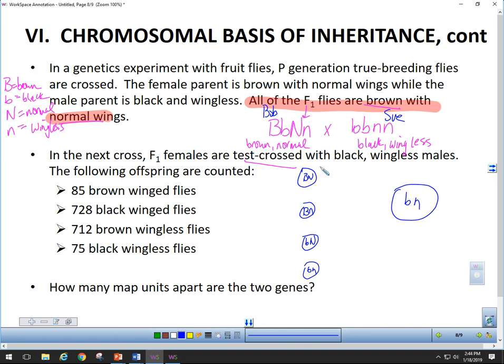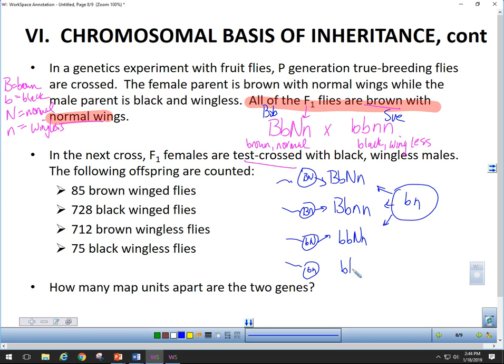This sperm right here goes with this one, so we're going to have big B, big N, little n. This one, big B, little N, little n. All I'm doing is adding this with that. This sperm with that egg up there. Now we're going to go here. This sperm with that egg. We're going to go little B, big N, little n. Down here, little B, little N, little n.